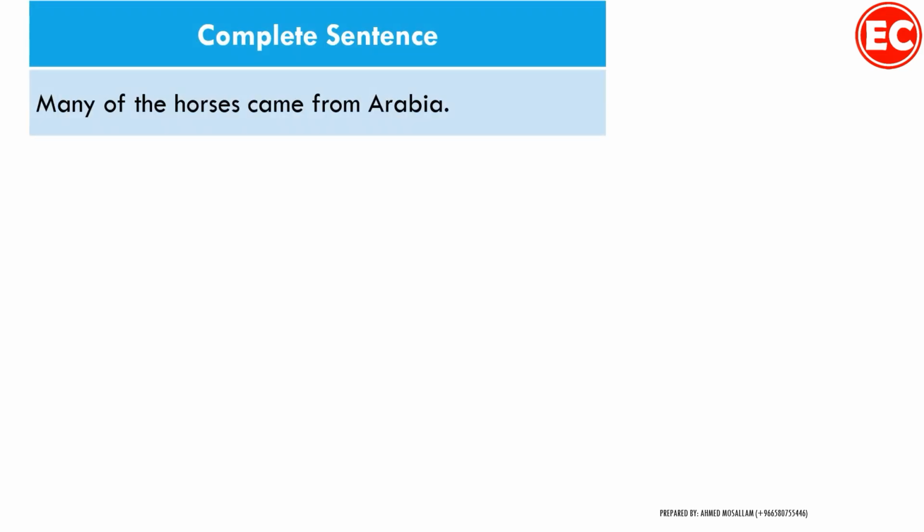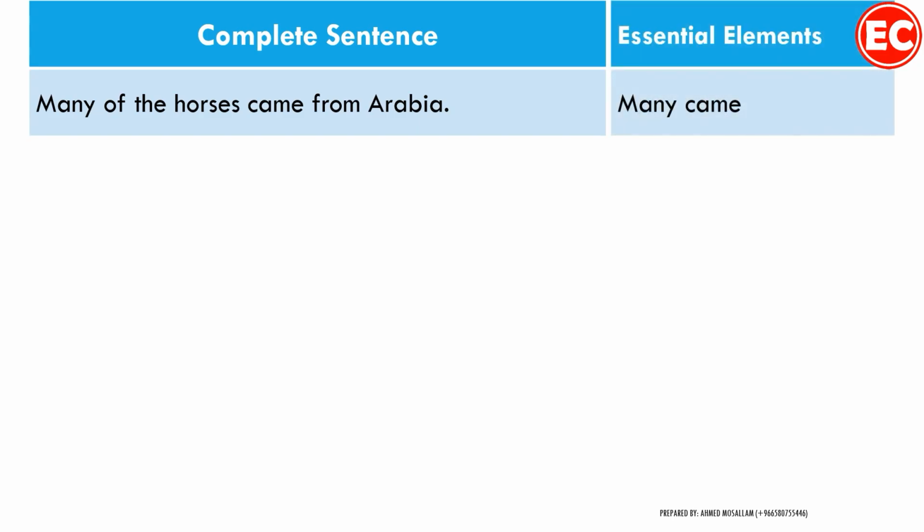I need you here to tell me where the essential element is, where the subject is and where the verb is. Take your time, pause the video if you want, because the answer will be now. Yes, many and came. Why many and came? Basically, of the horses here is what? It is a prepositional phrase. And we said a prepositional phrase is never a subject. So many is the subject here, and the verb is came. This is what I need you to do in the rest of the examples.